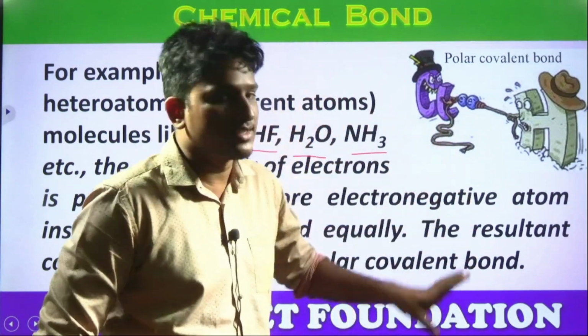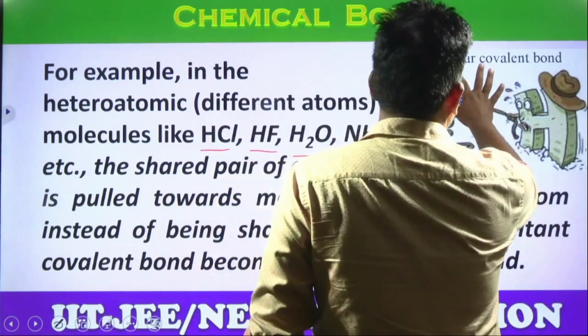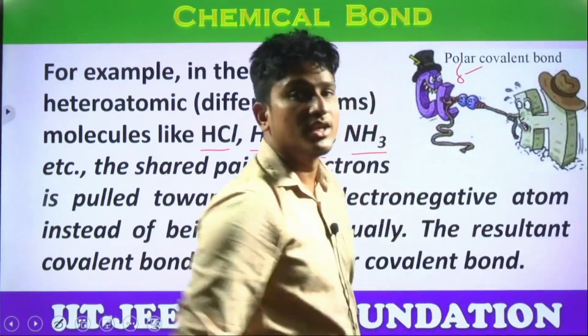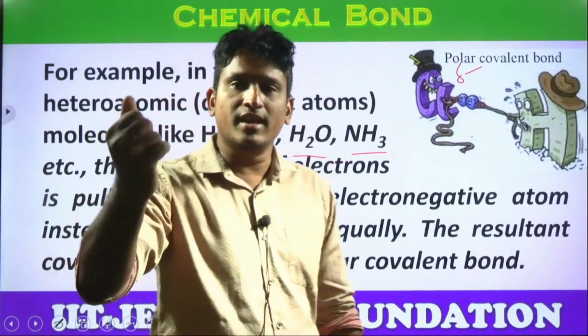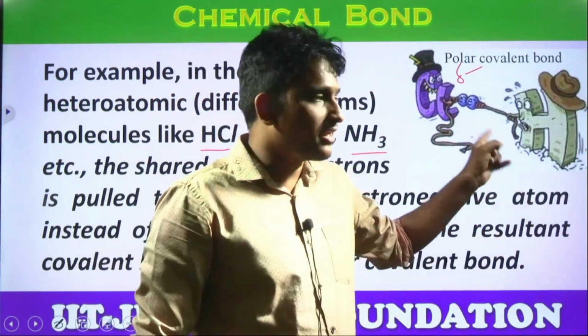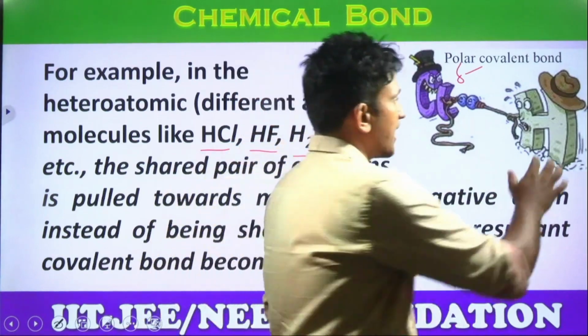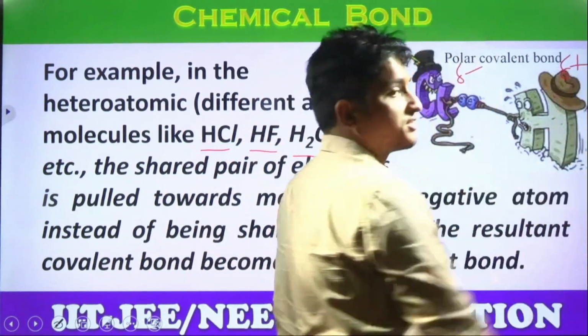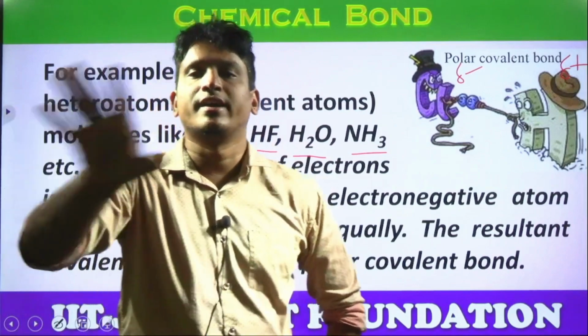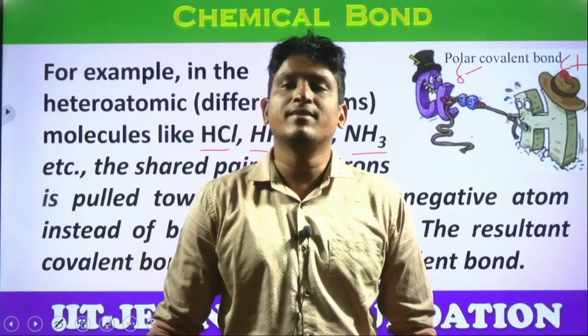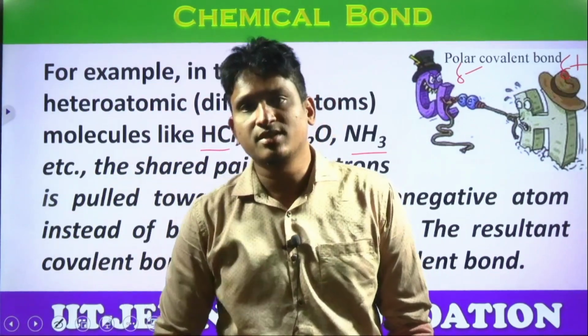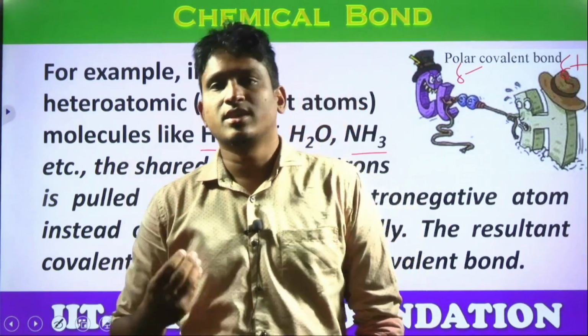Because of this reason, students, chlorine attains a partial negative charge. Why? Because electrons have negative charge. It's not gaining, it's not a clear negative charge, it's a partial one. And hydrogen gets a partial positive charge. This is called polarity. What is polarity? Having these partial opposite charges, positive and negative, is called polarity.